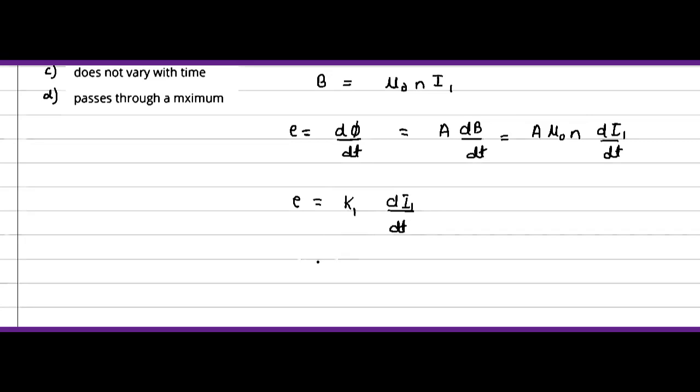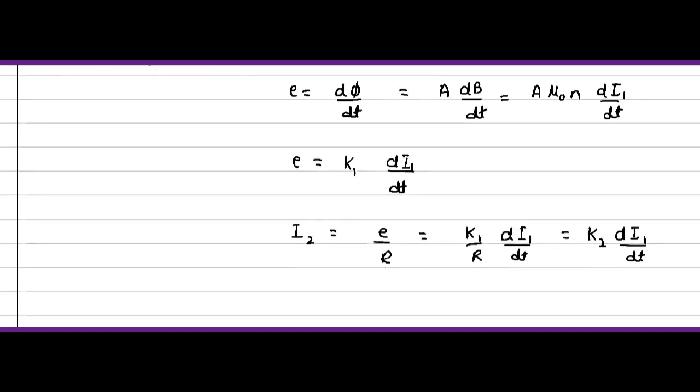Now what is the value of current I₂? Because current I₂ is due to this induced EMF, I₂ would be equal to E divided by R. So we can write K₁ dI₁/dt divided by R. We can treat this as another constant, K₂, so it is just K₂ dI₁/dt.